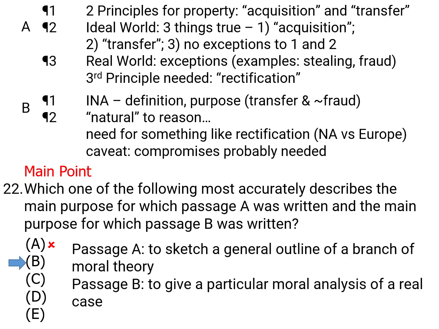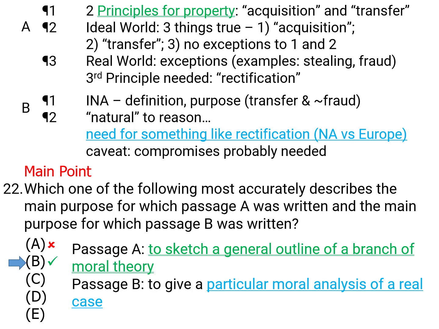Answer choice B, passage A is sketching a general outline of a branch of moral theory. Well, sure, the branch of moral theory would be the just principles of property. And then passage B to give a moral analysis of a real case. That fits. The real case being the North Americans versus the Europeans, the invasion and such. So answer choice B fits what we're looking for, but why are the other answers wrong?